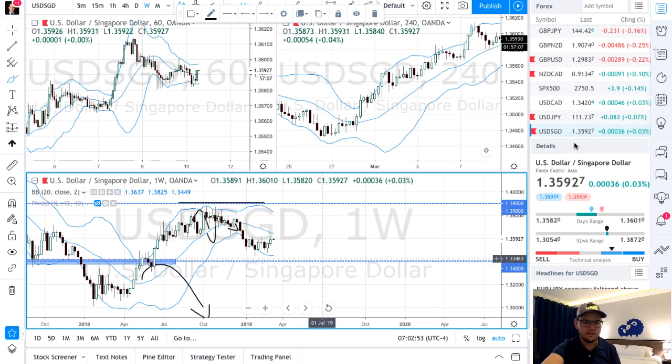USDSGD is not there yet, but close to a support area at 1.34. We've been waiting for this for a long time, and if you want to trade this, perfect place. Just wait a little bit for price to reach the support here, and that's going to be better to trade. Okay.